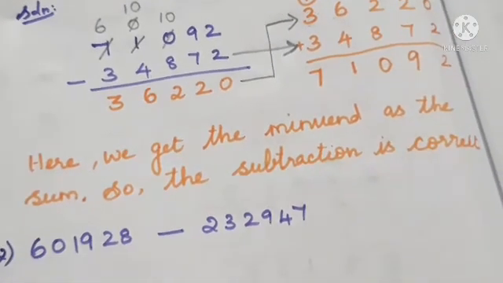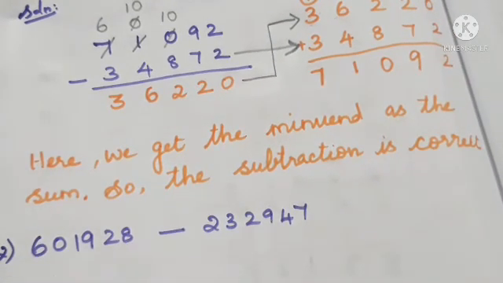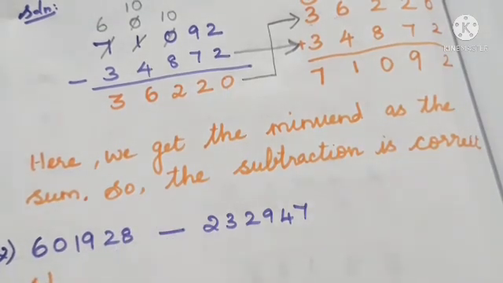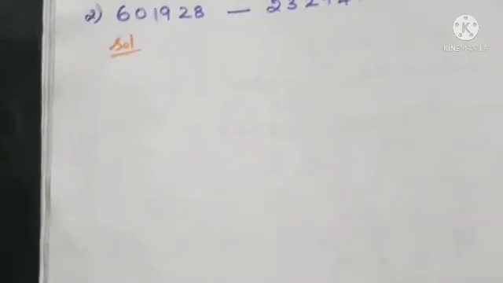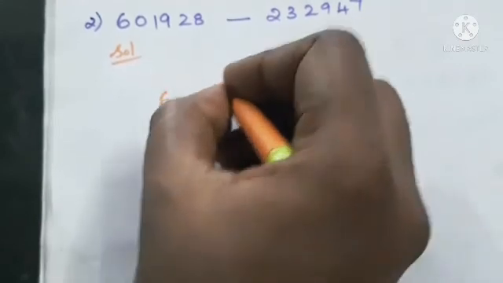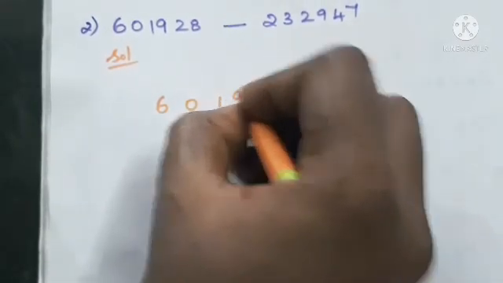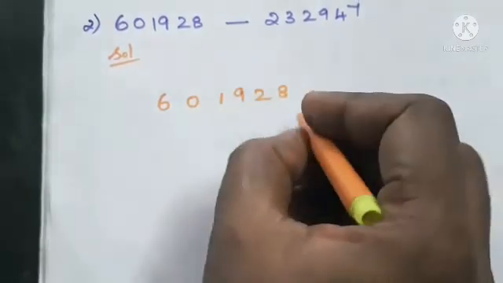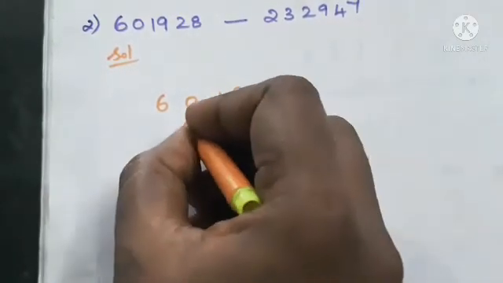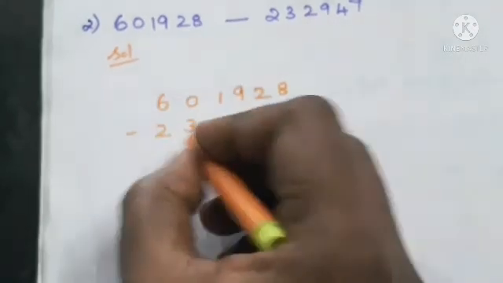Next question we have 6,01,928 minus 2,32,947. So first we can subtract the two numbers and we can check by using addition. Okay, so we can write the first number, that is 601928. Okay, then the second value is 232947. We can subtract.